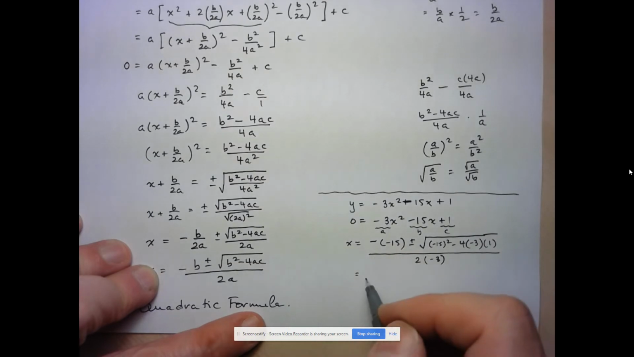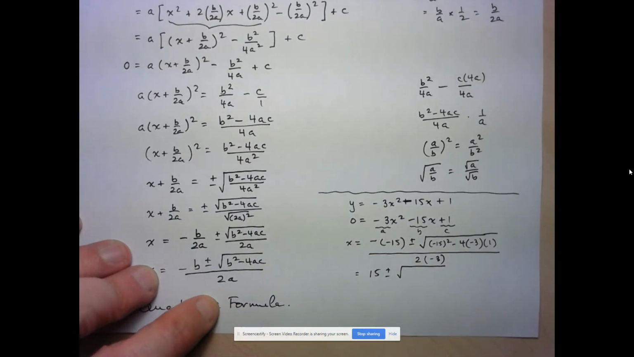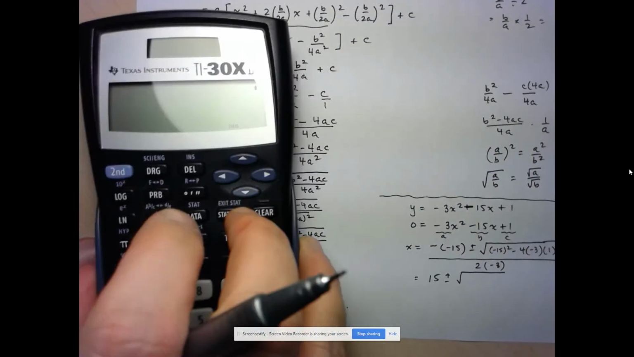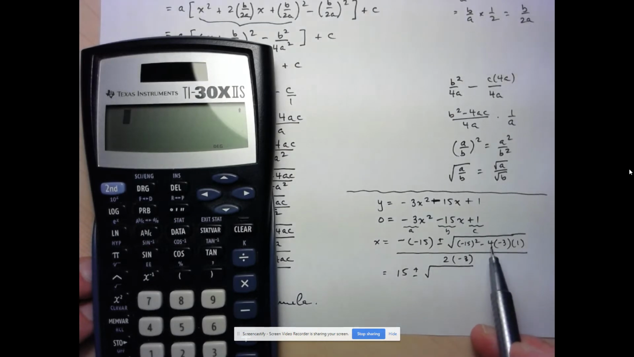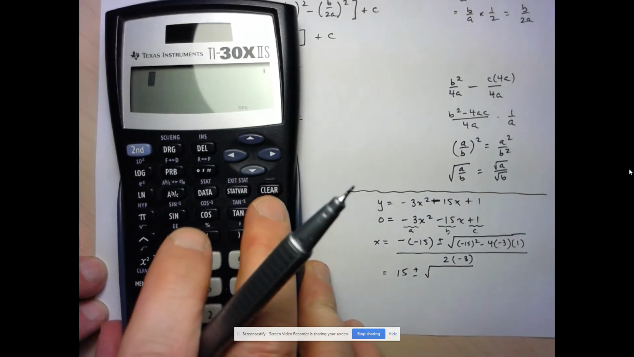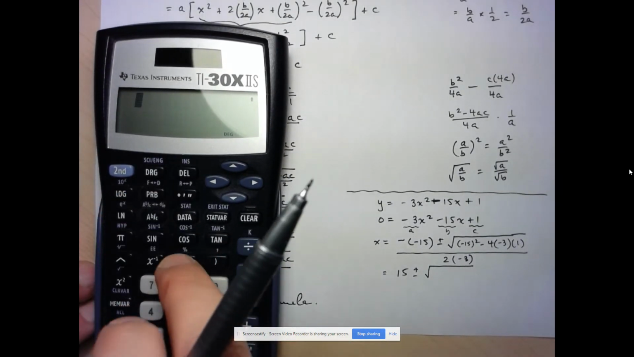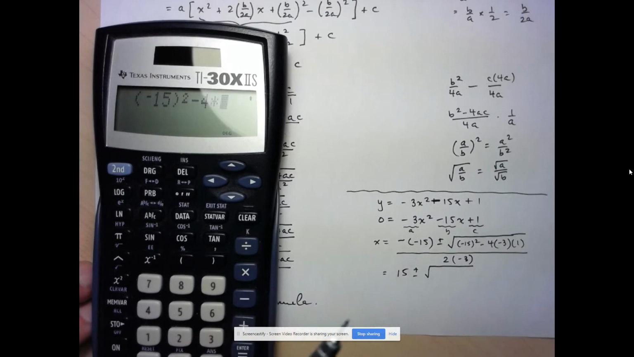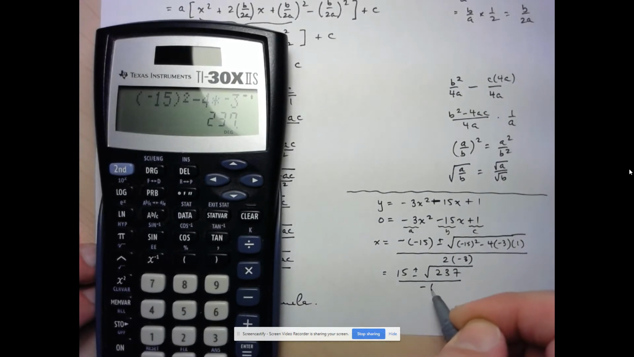So negative 15 is positive 15, plus or minus. Well, let's just put it in our calculator, but we could probably do this in our head pretty quickly, because negative 15 squared is just 225, and this is going to end up being plus 12. So I think that's going to be 237. Let's just put it in our calculator to be sure. So negative 15 squared minus 4 times negative 3 times 1 is 237. So square root of 237, and then all over negative 6.